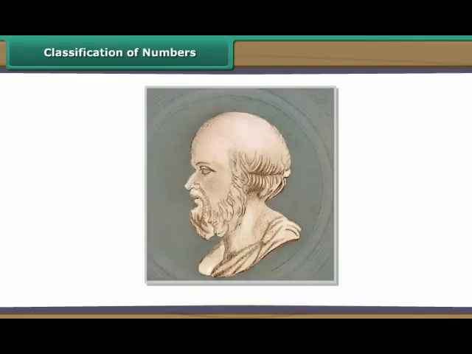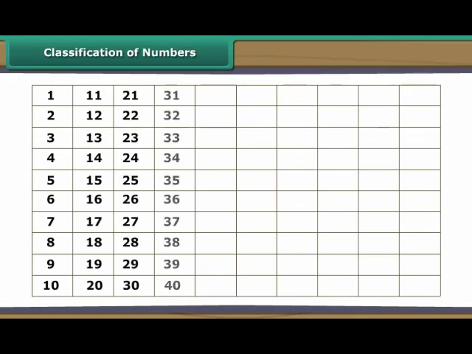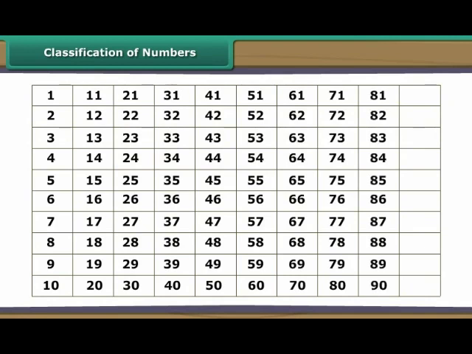A Greek mathematician called Eratosthenes devised an easy method to locate the prime numbers between 1 and 100. Let us take a look at this method. We draw a table of 10 columns. In the first column, we list the numbers from 1 to 10. In the second column, the numbers from 11 to 20 and so on. Thus, in the last column, we list the numbers from 91 to 100. We cross out numbers that are not prime and circle those that are prime. 1 is not prime as it has only 1 factor. We draw a cross on it.